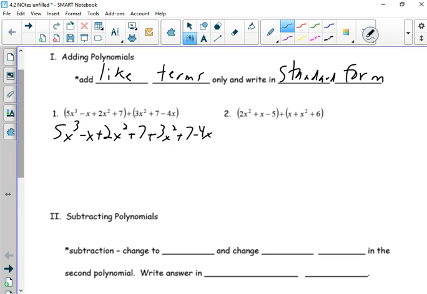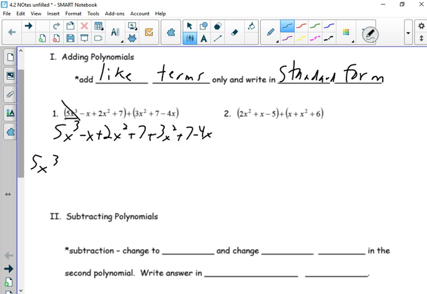But really, basically, all you're doing is, there's a cubed, look for other cubes. I have no other ones. So it's just 5x cubed. I personally, after I write it, like to maybe scratch it out, so I can look back and make sure I got everything, because it's very easy to miss something.